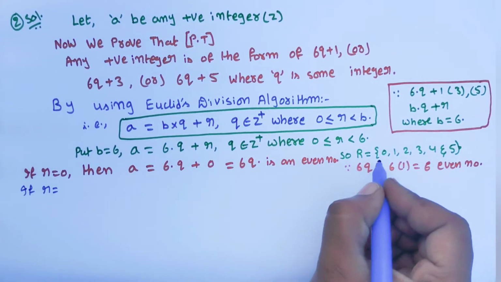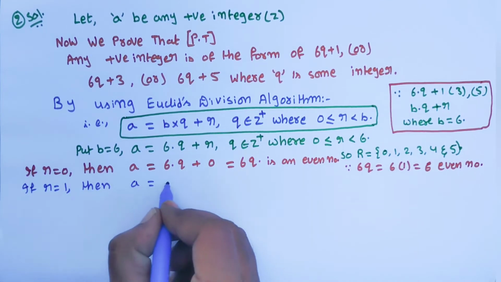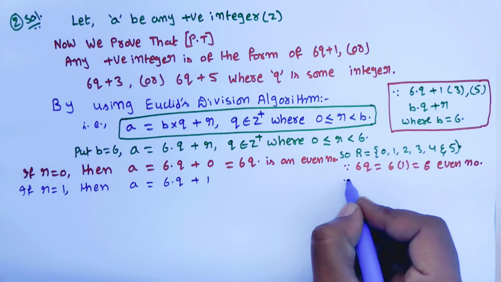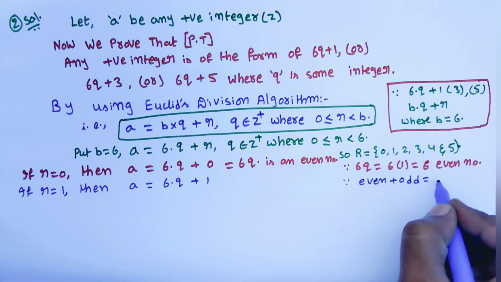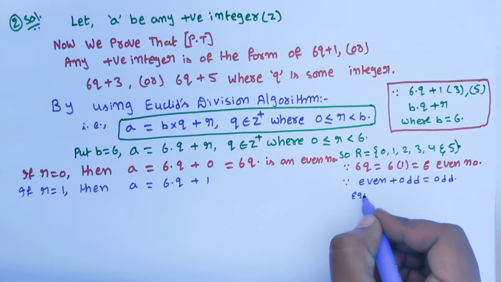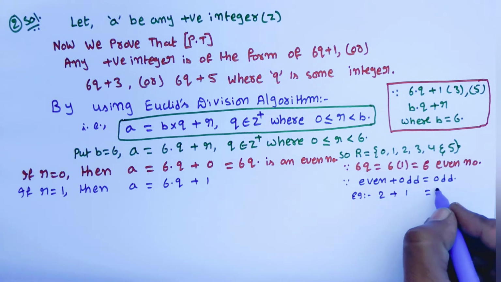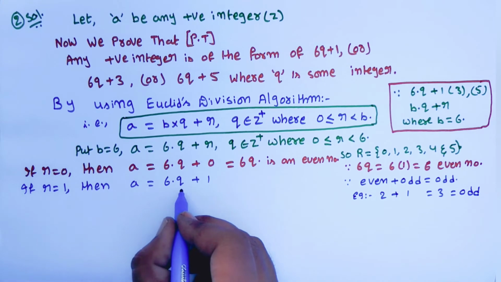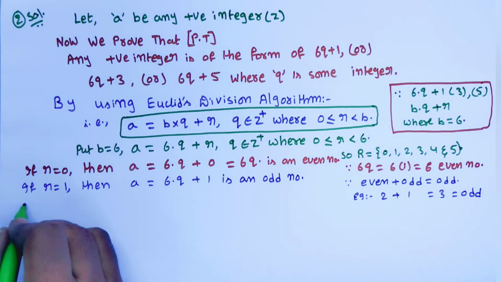Now if r equals 1, then a equals 6 into q plus 1. 6q is an even number and plus 1 is an odd number. So even plus odd makes odd. Once again we choose an example: even means I take 2, odd means 1. So 2 plus 1 makes 3. 3 is an odd number. That's why 6q plus 1, even plus odd, is an odd number only.